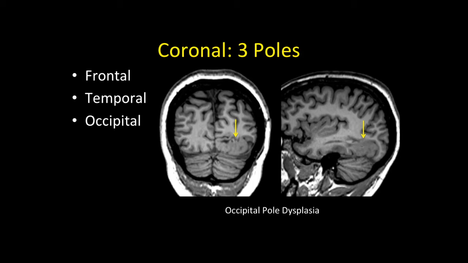Alright, now moving on to the coronal, we want to look at the 3 poles of the brain, the frontal pole, the temporal pole, and the occipital pole. So here's a case of an occipital pole dysplasia. These poles tend to have dysplasias.